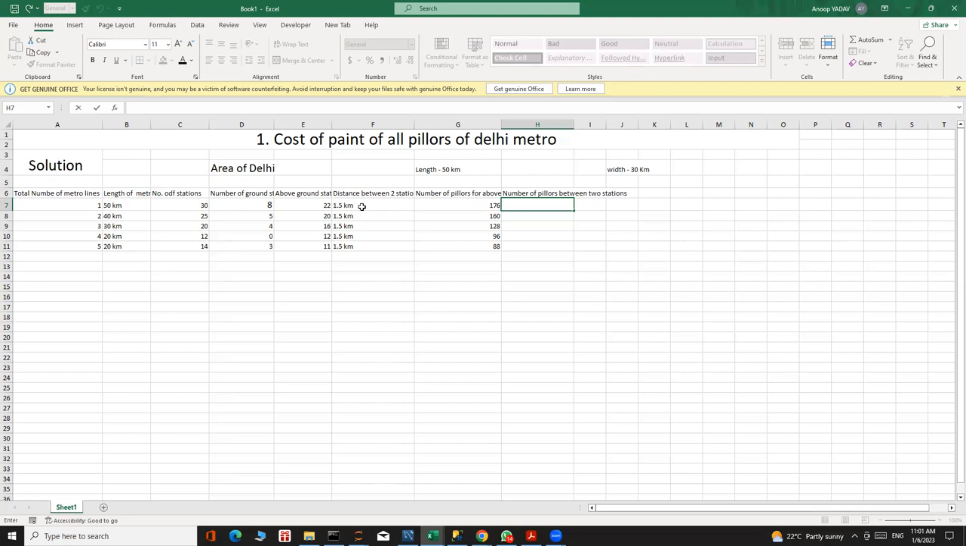Let's see the number of pillars between two stations. The total distance covered by the metro is about 50 kilometers, and the length of metro stations is about 300 meters. For about 30 stations, the total distance is about 9 kilometers. Then approximately we have 40 kilometers, and for 40 kilometers with one pillar every 100 meters, the total number of pillars is about 400.